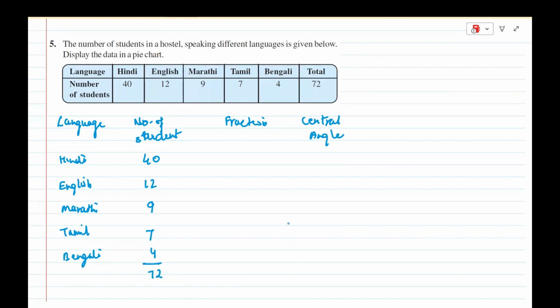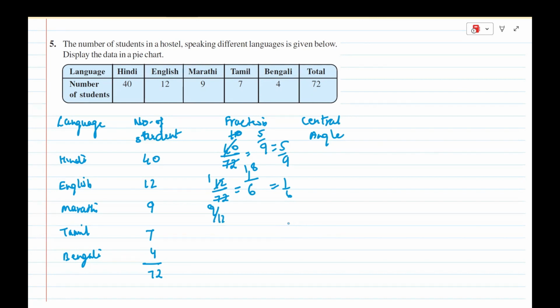Fraction, how we calculate? That amount, which is 40, divided by total. And it is how much? We can cut it. 4 ones are 4, then 4 8s are 32. Again, we can cut. That is 5s are and 9s are. So the fraction is 5 by 9. Similarly, for this, 12 by 72. So 12 ones are 12, 6 12s are 72, 1 by 6. So the fraction is 1 by 6.